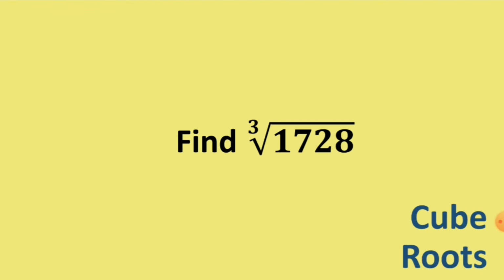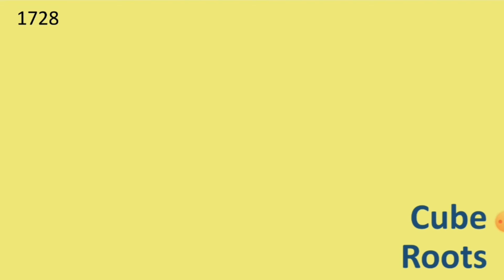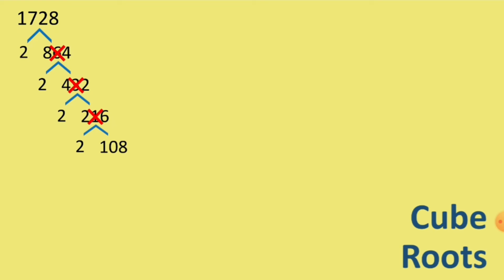First, we have to know the prime factorization of 1728. 1728 is the multiplication of 2 and 864. 864 is the multiplication of 2 and 432. 432 is the multiplication of 2 and 216. 216 is the multiplication of 2 and 108. 108 is the multiplication of 2 and 54. 54 is the multiplication of 2 and 27. 27 is 3 times 9. 9 is 3 times 3.